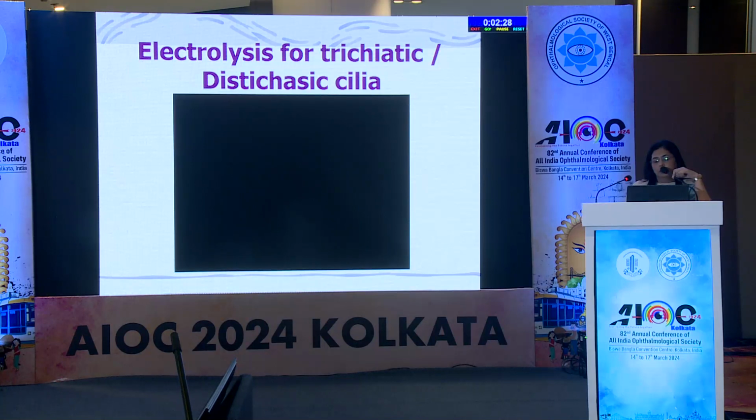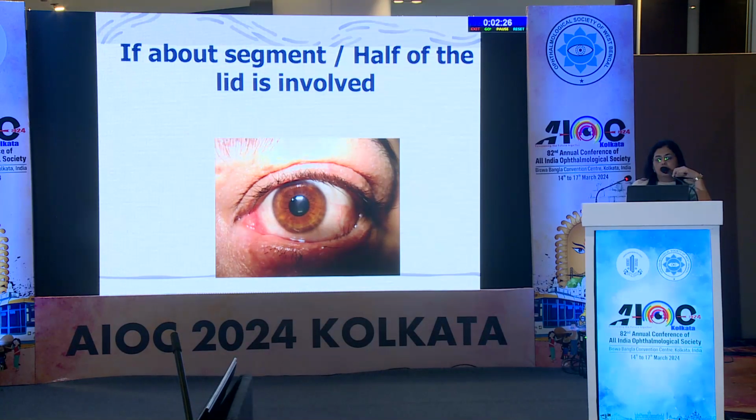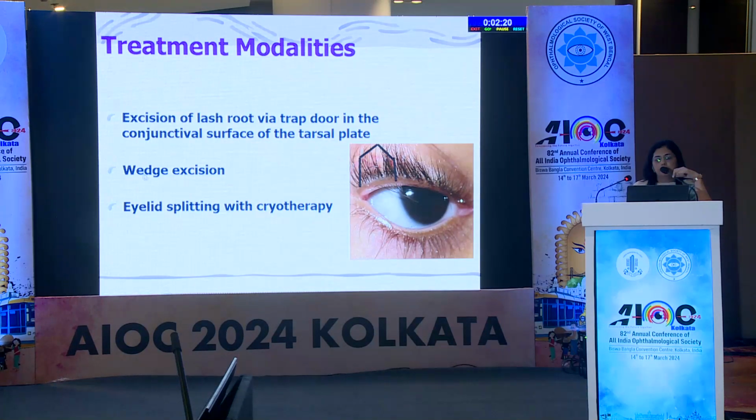And if about a segment or half of the lid is involved like this, then we have the treatment modalities of choice, like excision of lash root via the trapdoor, or wedge excision. In some cases we can do a pentagon excision and reconstruct the lid as in a normal marginal repair, or we can go for cryotherapy.